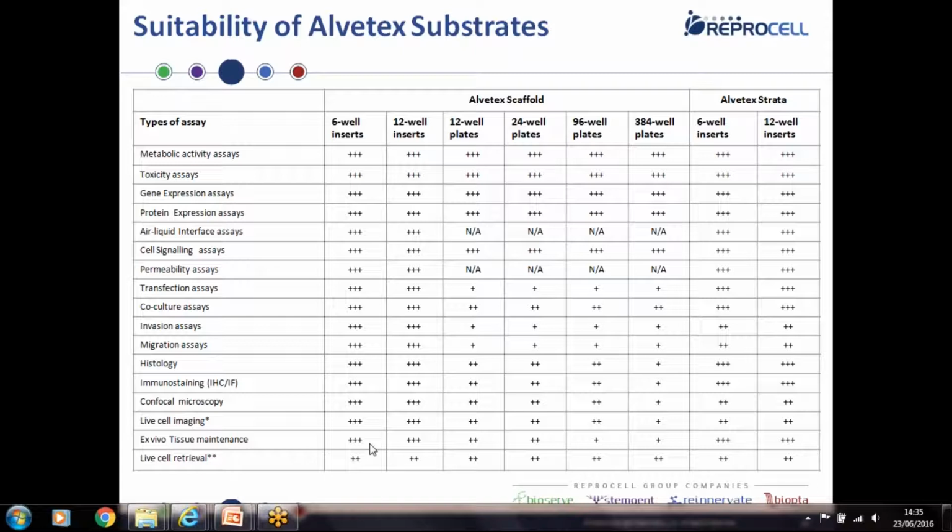So it's about talking with the customer about their application and exactly what they want from their assays, and that should help to guide you in recommending Strata or scaffold.